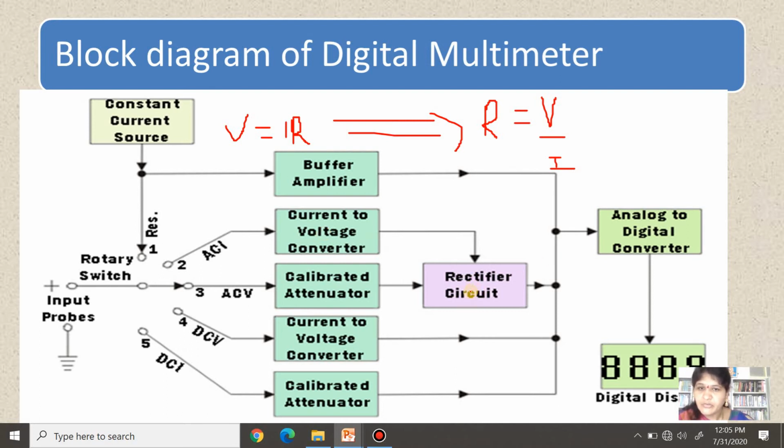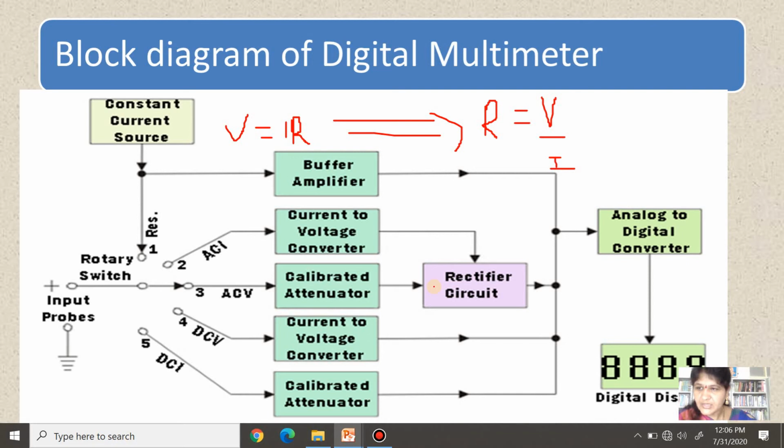You can see the conversion of AC quantities into DC quantities. Here we have the rectifier circuit. Resistance measurement consists of a low current source which provides the current, and the input voltage is provided here, so we get the value of the resistance. This is the description of the various function blocks. That's why we are using the rectifier circuit and the analog to digital converter.